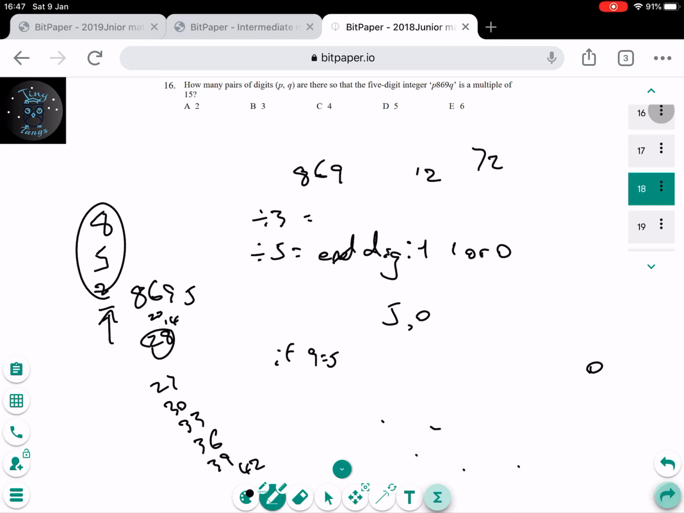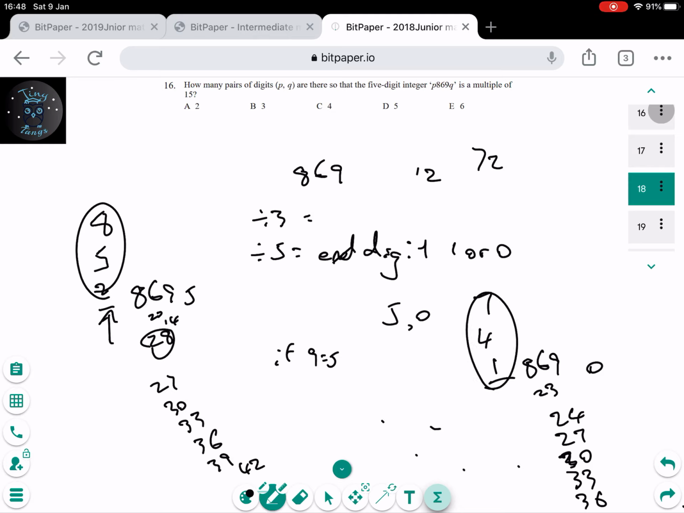For 0 at the end, 8, 6, 9, that would be 15, 23. So 21, 20. So 24, 27, 30, 33, 36. And so that could be 1, 4, 7, I think. Yes, 7 would work, 30. And 33 won't work because that would be 10. So 3 plus 3 equals 6. So the answer to question 16 is E.